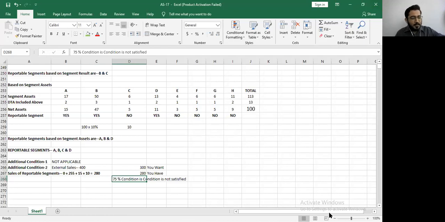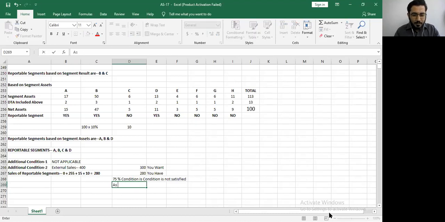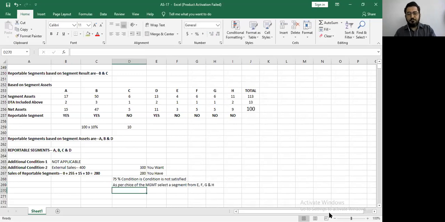इसको satisfy करने के लिए हमको क्या करना पड़ेगा? अगर आपको 75% condition satisfy करनी है, तो जो भी नॉन रिपोर्टेबल सेगमेंट्स है, अभी तक कितने रिपोर्टेबल है? ए बी सी डी. देखो ये रहा, ए बी सी डी आर रिपोर्टेबल. आपको ई एफ जी एच में से एक ऐसा सेगमेंट उठाना है एज पर द चॉइस ऑफ द मैनेजमेंट. I'm writing over here, as per the choice of the management, select a segment from the ones which are not reportable. E, F, G and H. E, F, G, H में से कोई भी एक सेगमेंट आप सिलेक्ट करो आपकी चॉइस का. I know that does not satisfy the 10% criteria. Still, you provide separate disclosures. Are you understanding? Still, you will have to provide separate disclosures for the same.